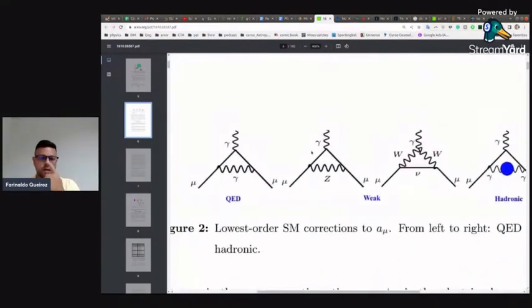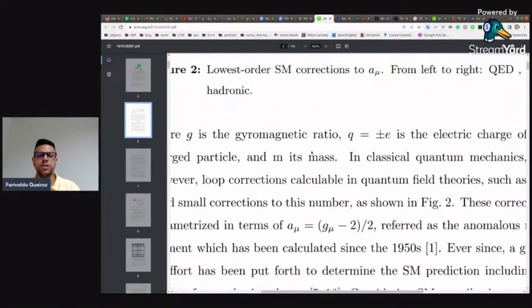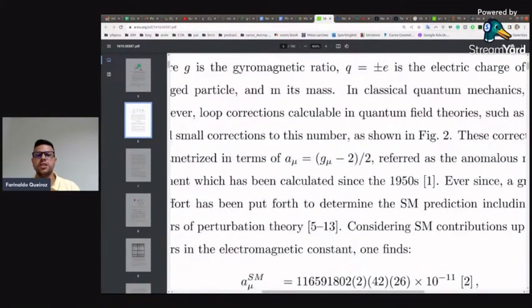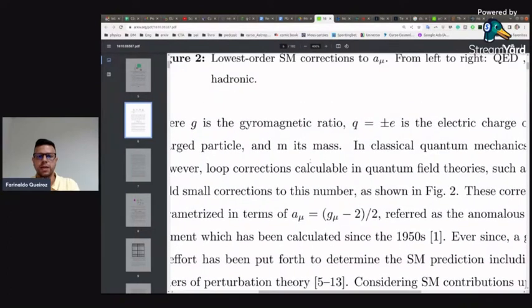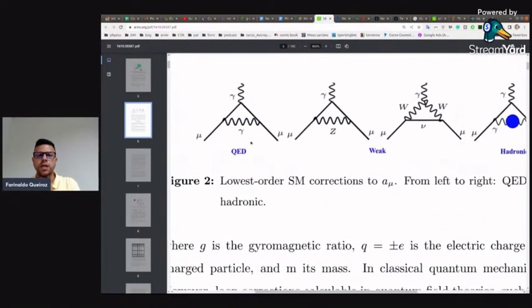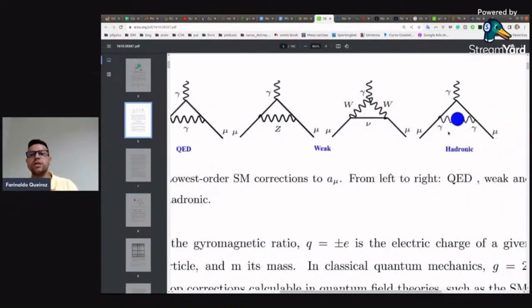Here it is. These are the lowest order standard model corrections to a mu. Remember, a mu is this term right here, g minus 2 over 2. It's just the definition of a mu, the anomalous magnetic moment. So you have QED corrections, like when you exchange a photon. Weak corrections when you exchange a Z or a W boson. And you have hadronic corrections when you have quarks in the middle.